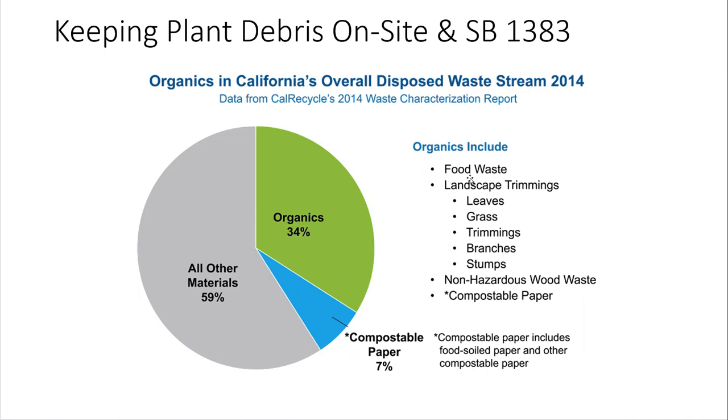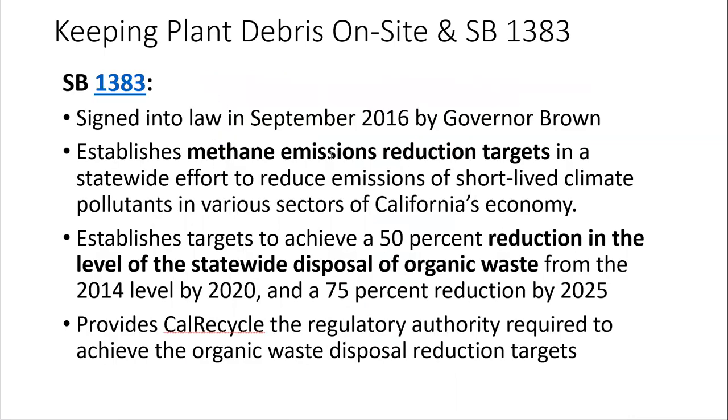So organics include food waste, landscape trimmings, including leaves, grass, trimmings, branches, stumps, etc., as well as non-hazardous food waste, okay? 7% of that was compostable paper. So compostable paper includes food soiled paper and other compostable paper. So the paper that the In-N-Out burgers wrapped up in, right? That's exactly what that is. Well, there's lots of other examples, but that's a pretty decent example that we can get our heads wrapped around.